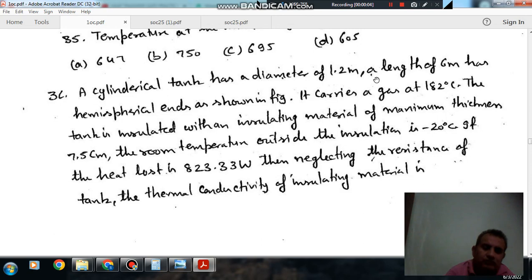Hello, welcome again. We are solving some questions of heat transfer. The topic is one dimensional heat conduction. Question number 36: a cylindrical tank has a diameter of 1.2 meter and a length of 6 meter, and has hemispherical ends.